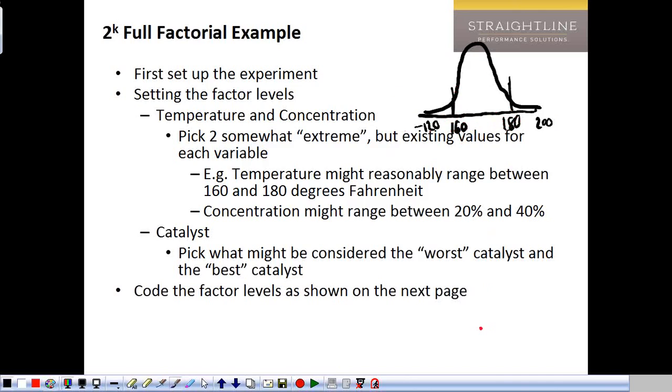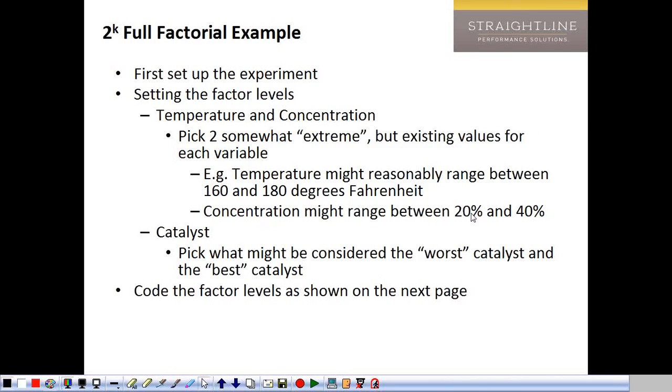You wouldn't want to pick something that was so extreme that you'd never seen it before. Nor would you want to pick two things that were too close together. Okay, so you definitely wouldn't want to pick, say, 171 and 169 in this thing. Okay, just some tips on choosing that.